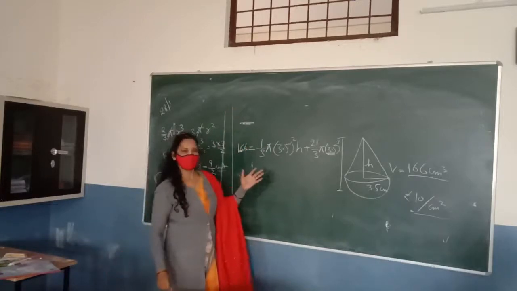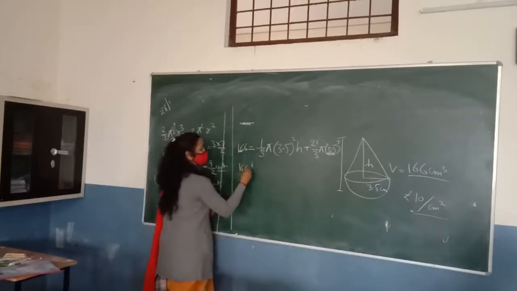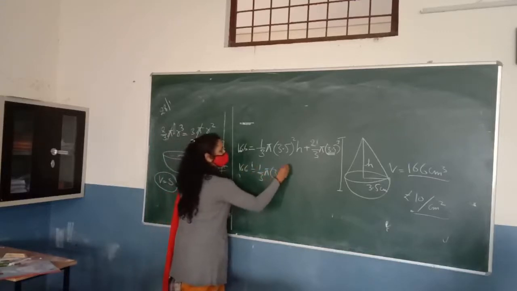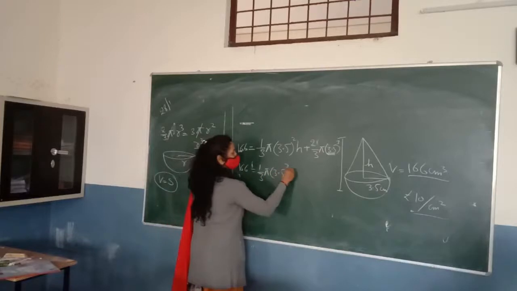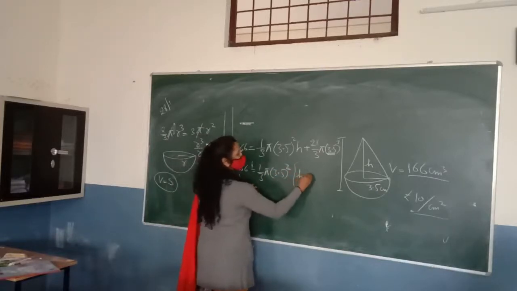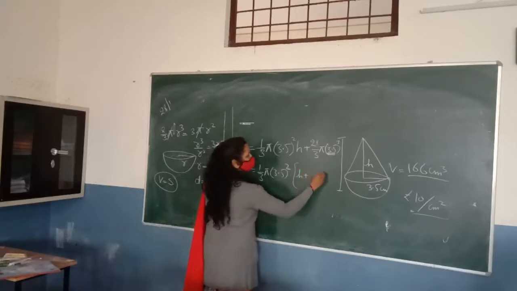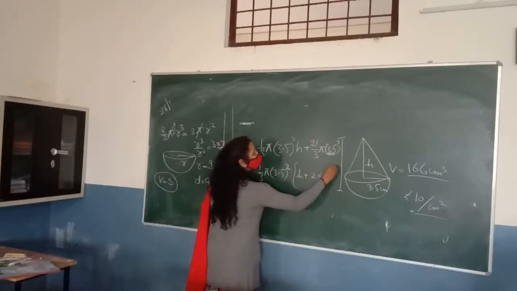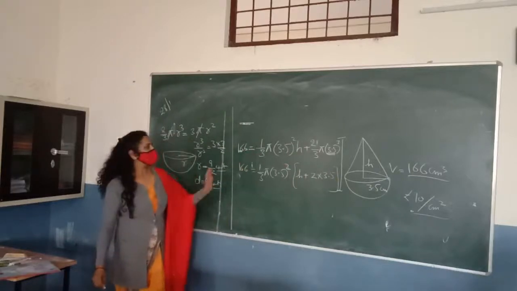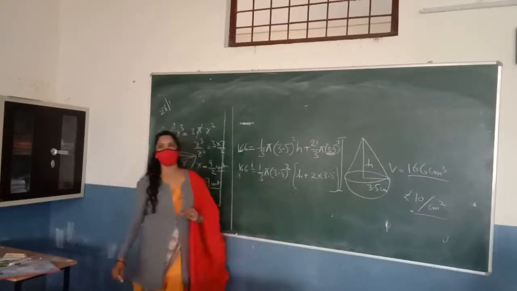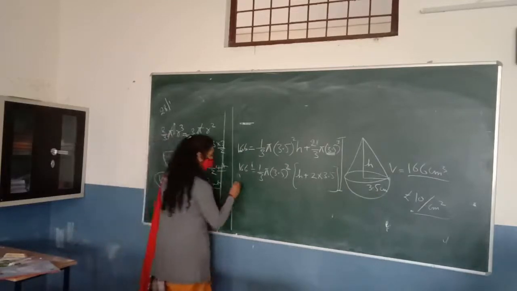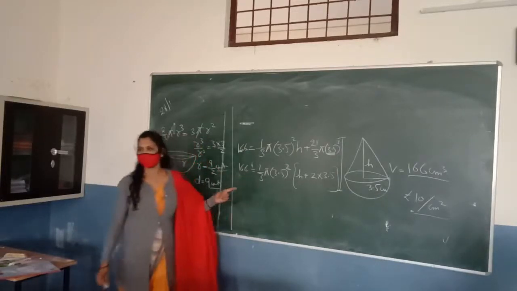We can take 1/3 pi and 3.5 square as common. So here will be h plus 3.5 into 2, right? 2 into 3.5. So after calculating the value, we can easily find the value of h. So please do this question with me and calculate and find the value of h. Mansi, sit down here.